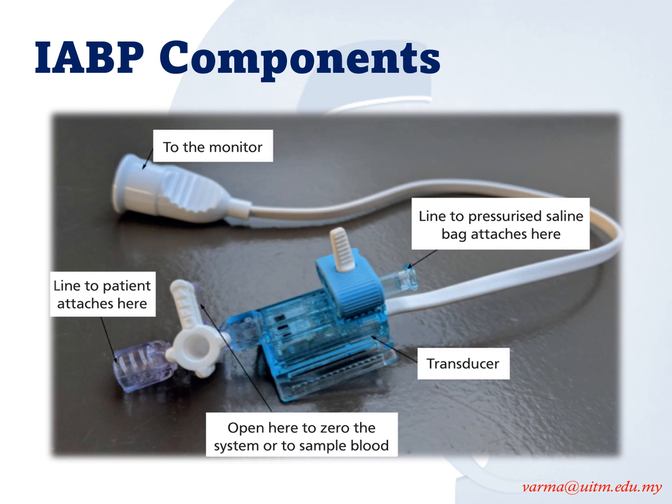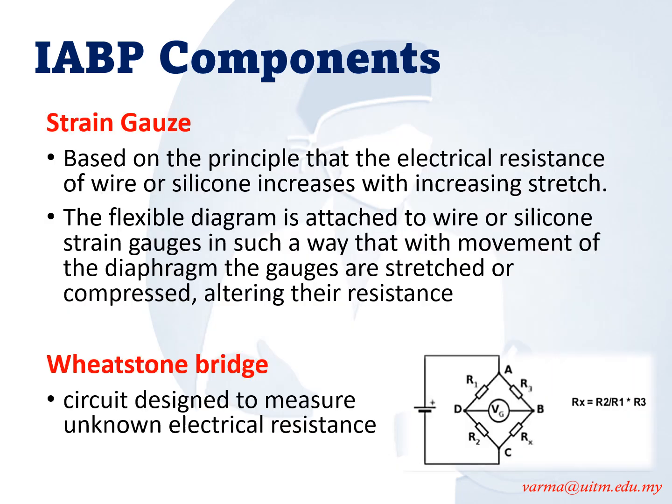So if you look at this picture, this would be your transducer. This end is the line to the patient, whereas this is the cable that goes to the monitor, and this would be the end that is connected to the pressurized bag. Within this component, there would be the strain gauge, a displaceable sensing diaphragm, and the Wheatstone bridge circuit, which converts the mechanical impulse into an electrical impulse.